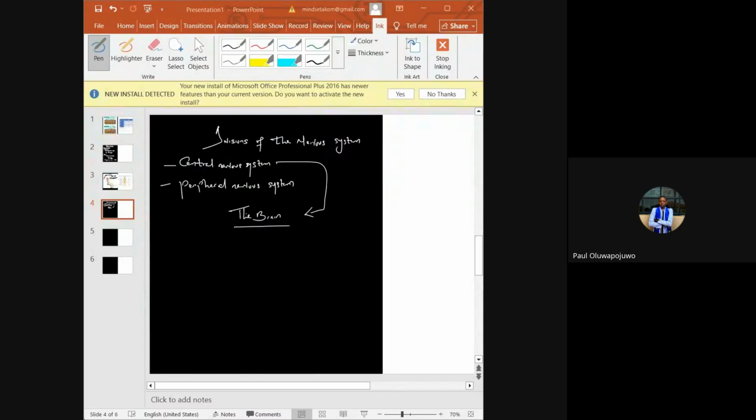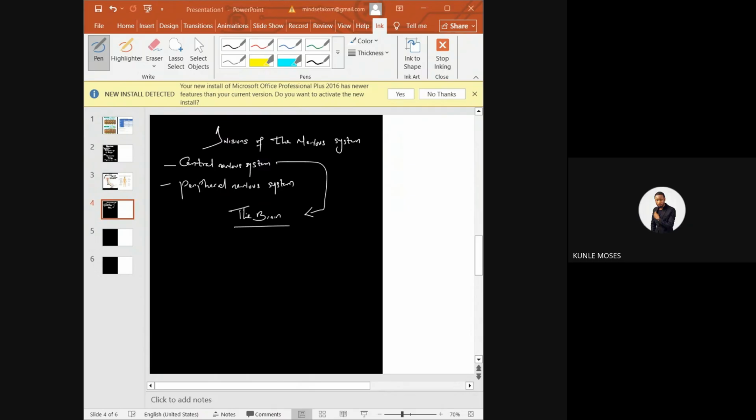Which of the following neurons carries impulses from receptors to the central nervous system? A, motor. B, sensory. C, neuron. D, relay. Sensory neuron. The junction between two neurons where nerve impulses are transmitted chemically is called the dash. A, dendrite. B, synapse. C, axon. D, nucleus. Okay, synapse.